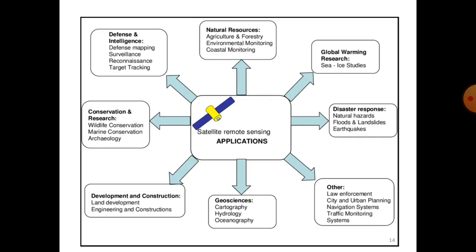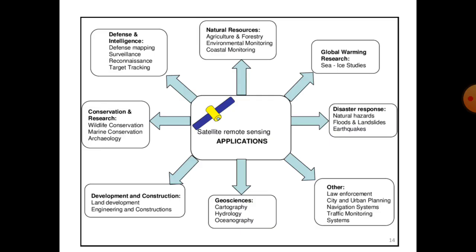Next, it is widely used in the development and construction fields also. Urban development and engineering of construction can be done, or information can be gathered, by using satellite remote sensing. It is also widely used in the conservation and research fields, such as wildlife conservation, marine conservation, archaeology, etc. The satellite remote sensing finds its application even in the defense and intelligence field also.